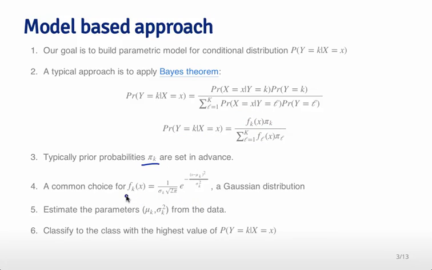And then a common choice for f k of x is a Gaussian distribution. It may be a multivariate Gaussian distribution if there are multiple x variables. And then we might estimate the parameters mu k and sigma squared k from the data. Then once we have these parameters estimated, we can calculate the probability y belongs to any given class as soon as we observe the predictor variables. And we classify the variable to the class having the highest probability in this sense.